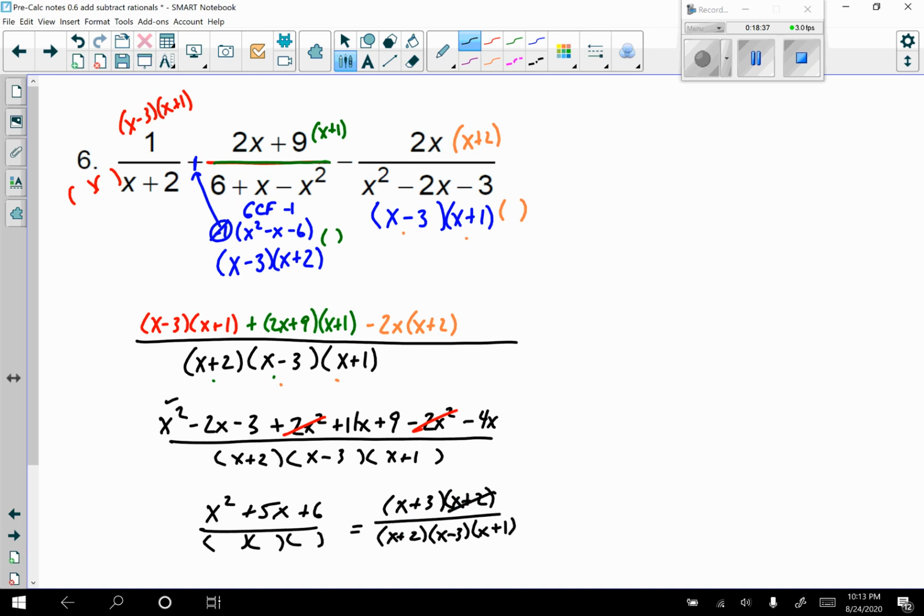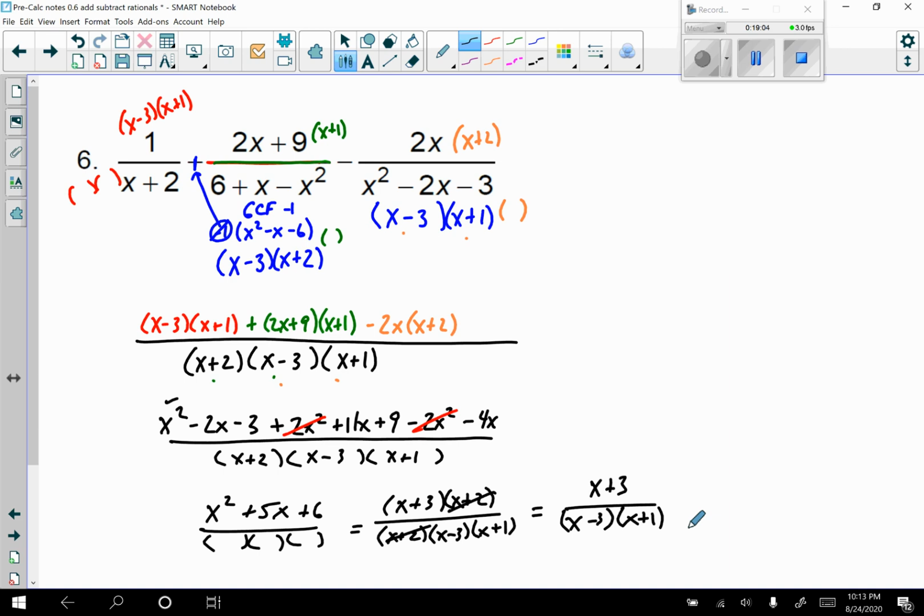The x plus 2 cancels, so our final simplified reduced sum and difference up here is just x plus 3 in the numerator, x minus 3, x plus 1 in the denominator. All right, addition and subtraction takes a little bit longer. You still have to factor, build these common denominators, combine like terms, and reduce at the end.